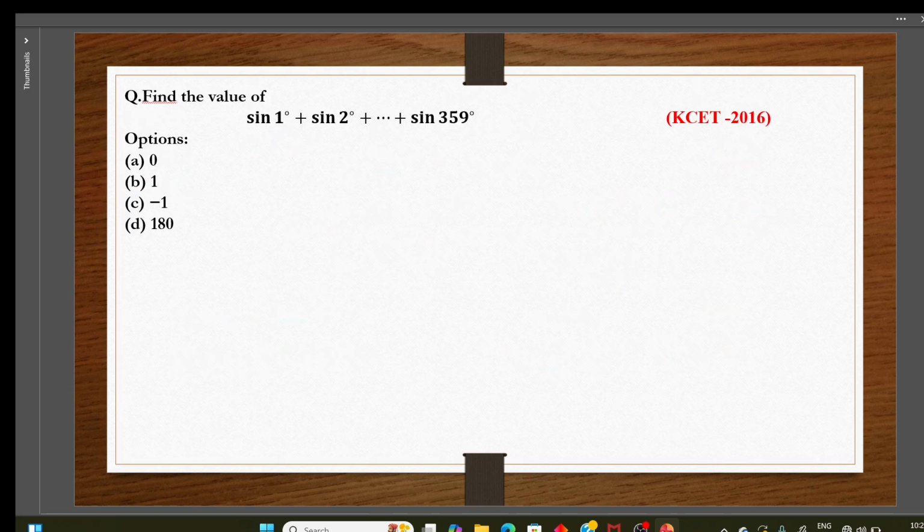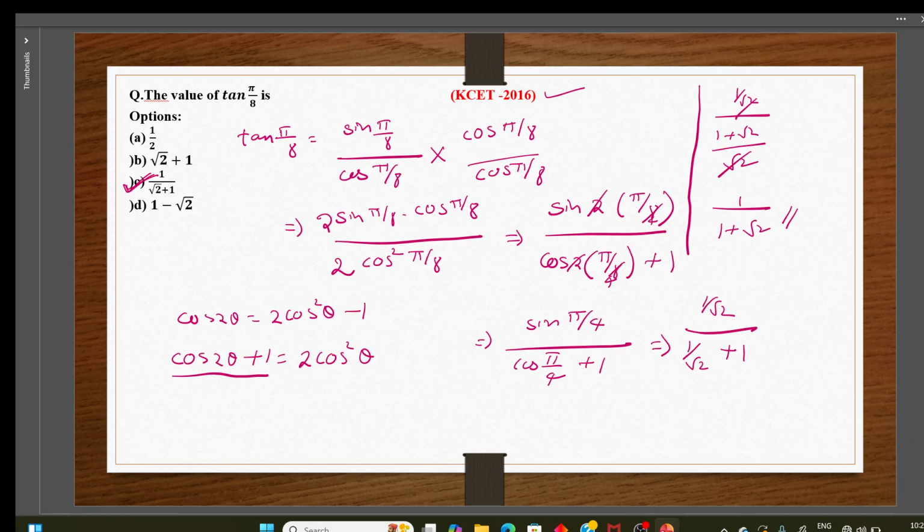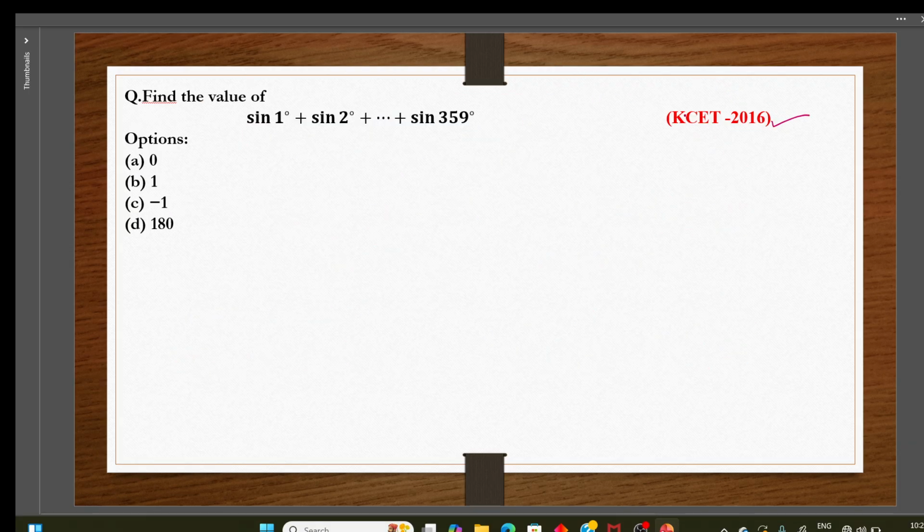Clear? Next question. The last question was also from KCET 2016, and this question is also from KCET 2016. What is the question here? Sine 1 degree plus sine 2 degrees plus sine 3 degrees plus sine 4 degrees and so on up to sine 359 degrees is. Very simple question. We know one identity.